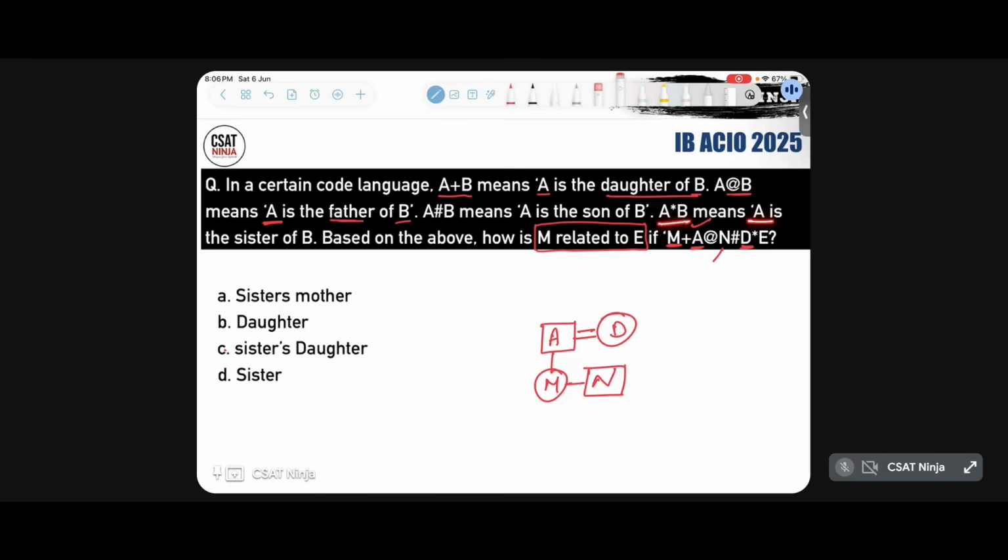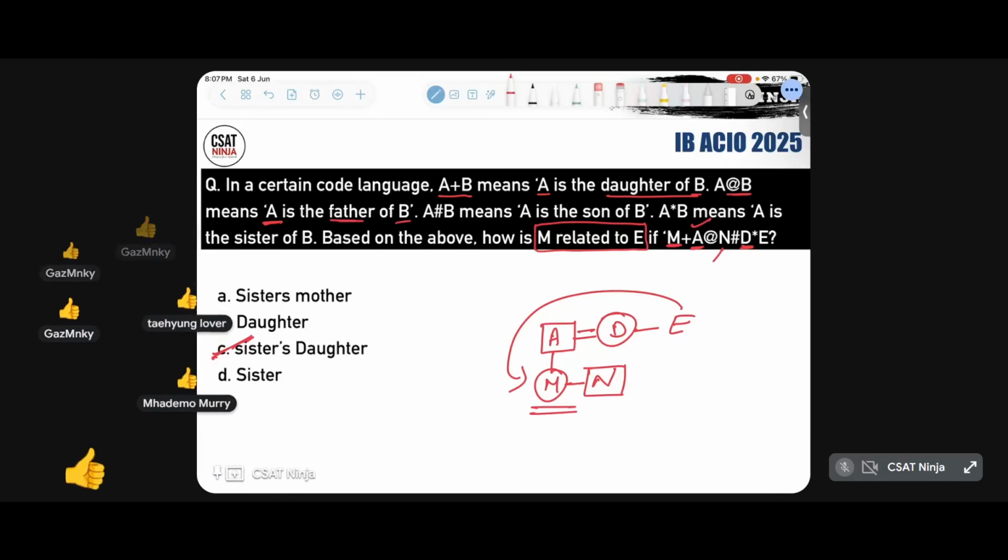Star means that A is the sister of B. That means the first one is the sister of the second one. What is asked? How is M related to E? M is who to E? E's sister's daughter is M. That means option number C there, which is sister's daughter. Are we clear with that?